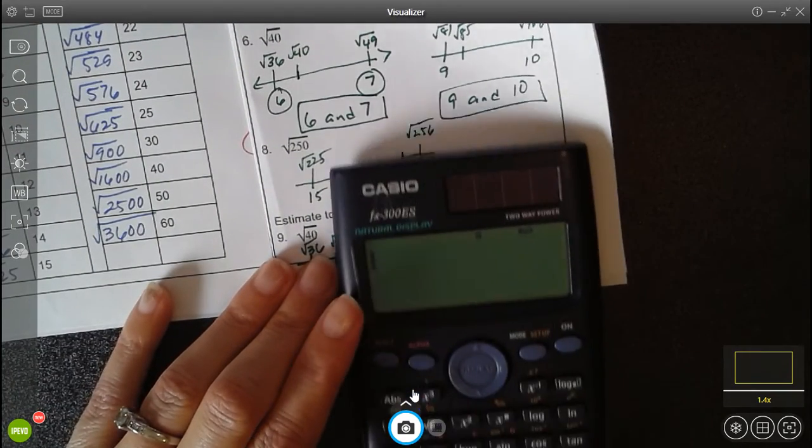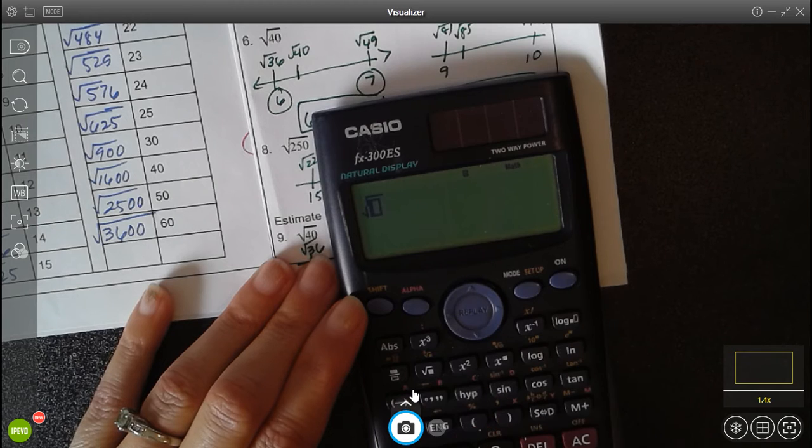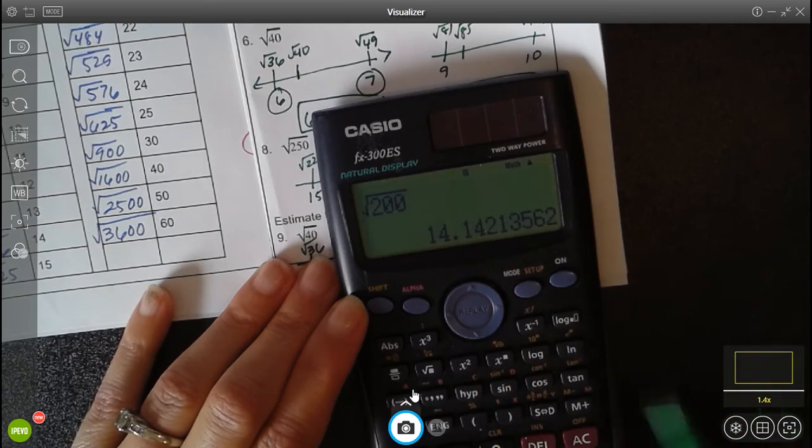So let me try it on a calculator. Square root of 200. Let's see. And it says 14.14. So I was pretty close.